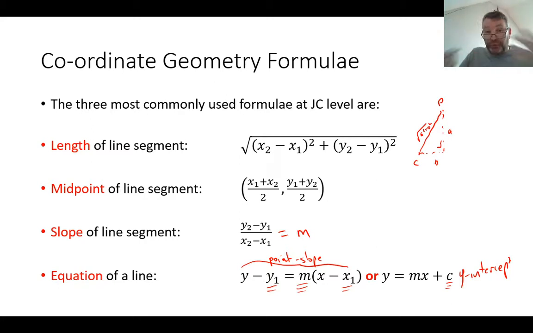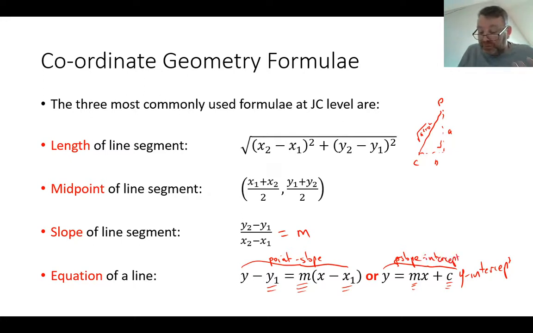So maybe they might just throw you a graph. Maybe they might give you the slope and the number on the y-axis that it goes through. And if that's the case, then you have the slope intercept form. Okay, the slope intercept.